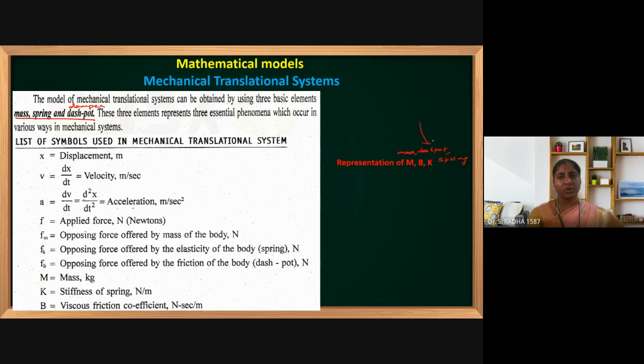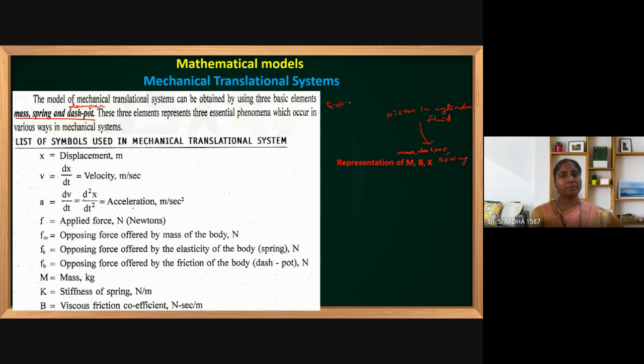Coming to dashpot, it is nothing but a piston present in a cylinder which will have fluid. Cylinder which contains fluid, and this piston will be moving up and down, which creates some friction. This dashpot is mainly for creating friction.